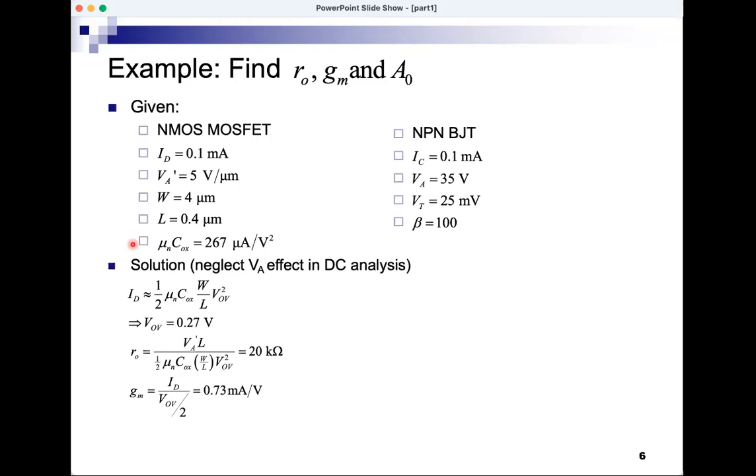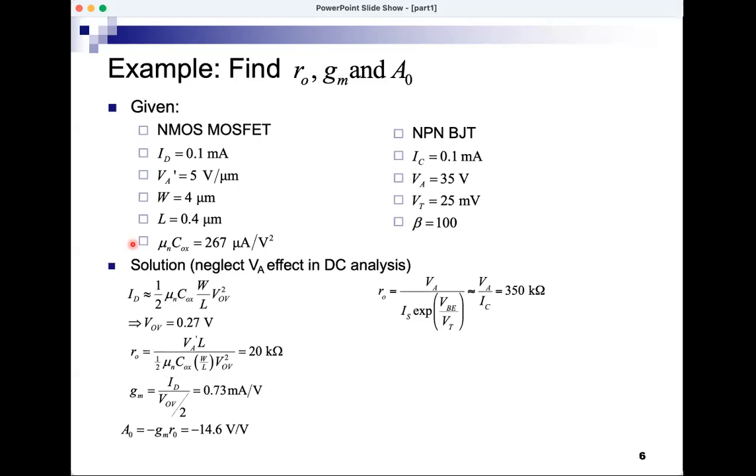What about the BJT? Before we go to the BJT, we get A0 in this case, minus GM RO. So minus 0.73 times 20, minus 14.6 volt per volt. Intrinsic gain has no units, but we write volt per volt.